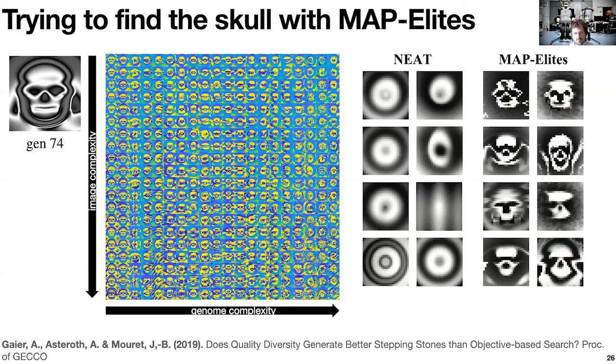So none of them are perfect. So I'm quite disappointed that we didn't perfectly solve the problem. But still, they start to look like skulls. So that's much better than the pure objective-based search. And that's really interesting, because that means that these behavioral niches are creating interesting stepping stones.